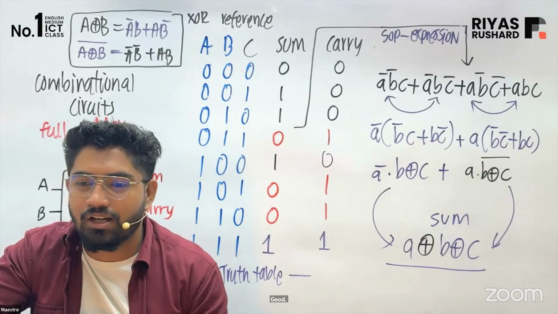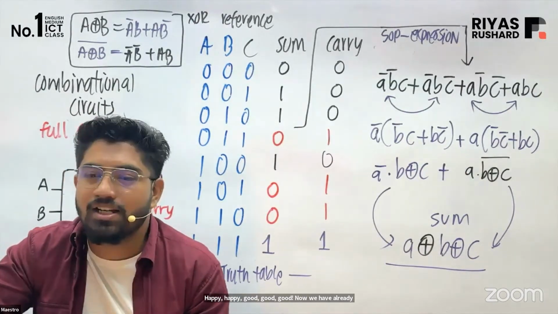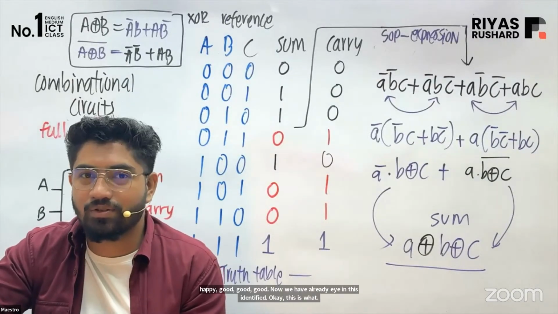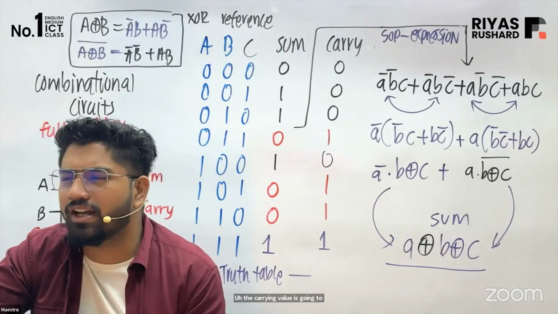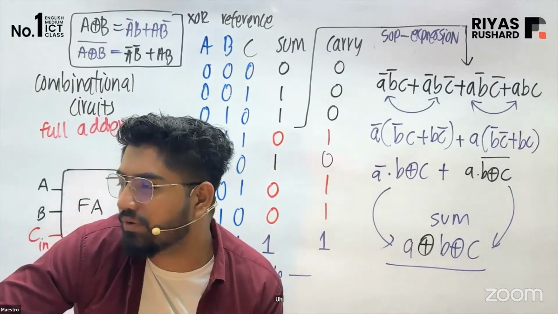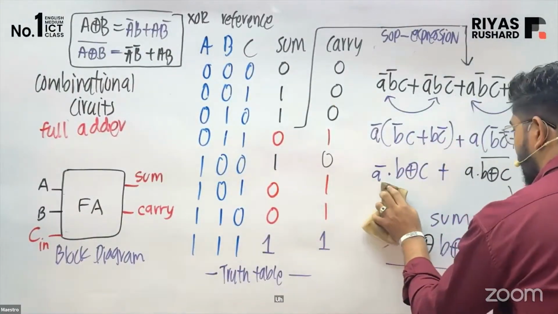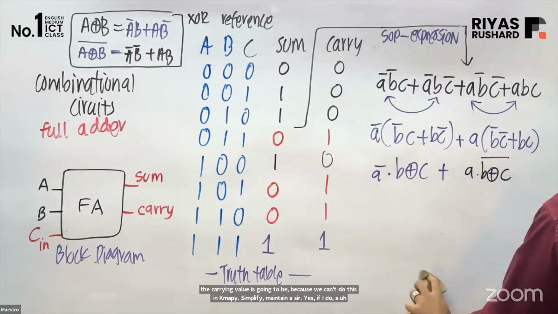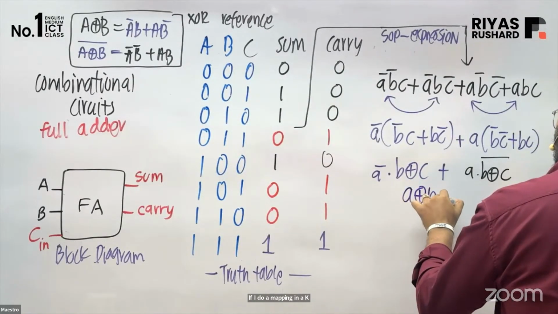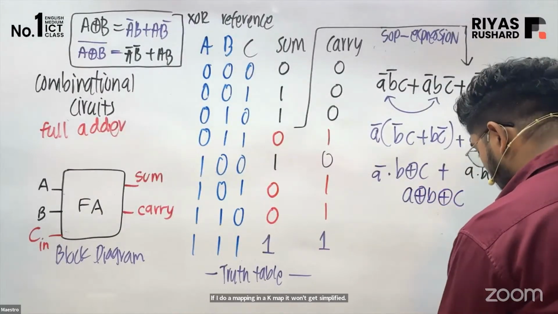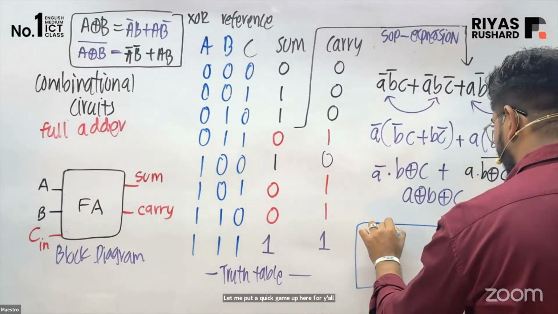Good. Now we have already identified what the carrying value is going to be, because we can't do this in a K-map. If I do a mapping in a K-map, it won't get simplified. True? AXO, BXO, C. Let me put a quick K-map here to show you all.